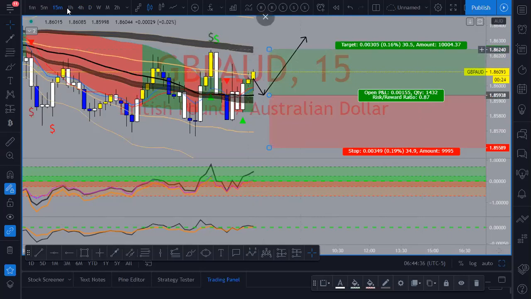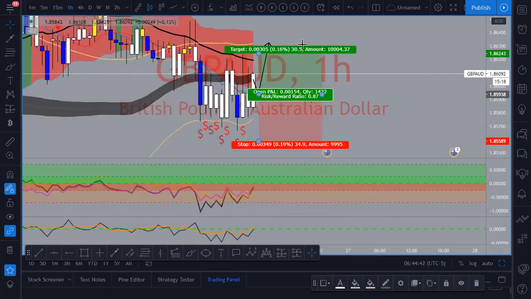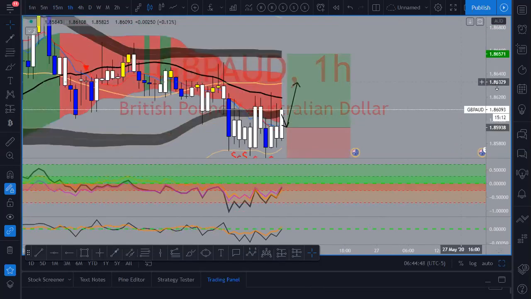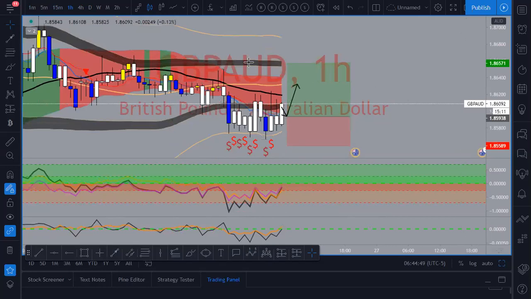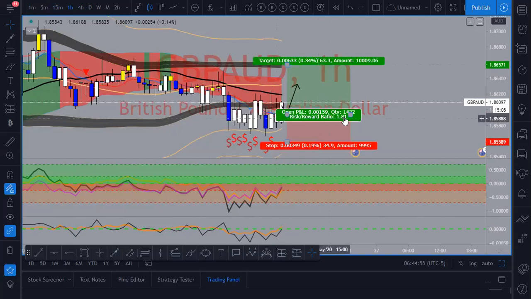So let me go on the 1-hour time frame and take this all the way up to here. All right. Yeah, this looks way better because you have a 1.81 to 1 risk to reward ratio.